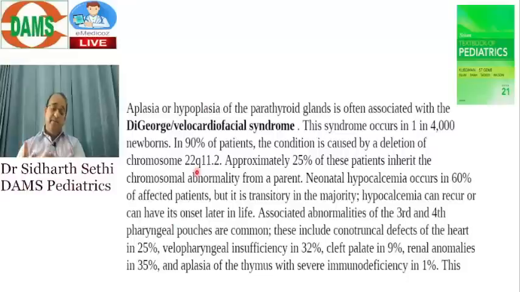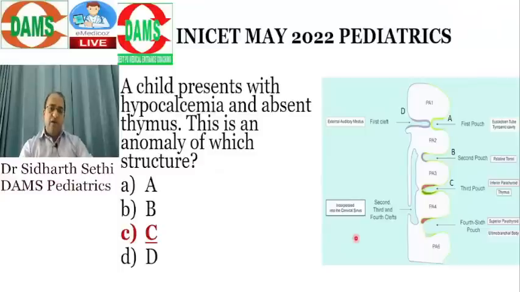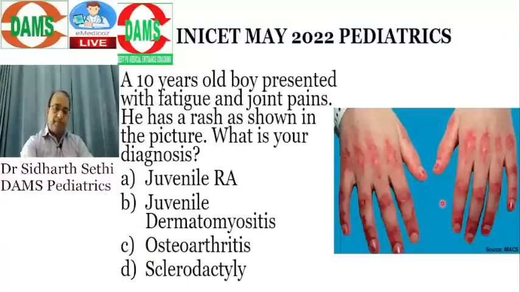Now your examiners may also ask you which cardiac anomalies are seen in DiGeorge syndrome. Remember, DiGeorge syndrome is an abnormality of the third and fourth pharyngeal pouch. Okay, and they also have conotruncal anomalies of the heart. So remember, the most common anomalies of the heart are conotruncal anomalies. So the answer is C here, third and fourth pharyngeal pouch.